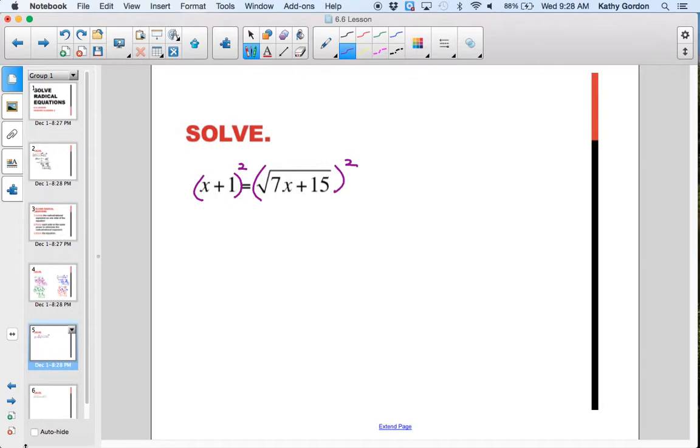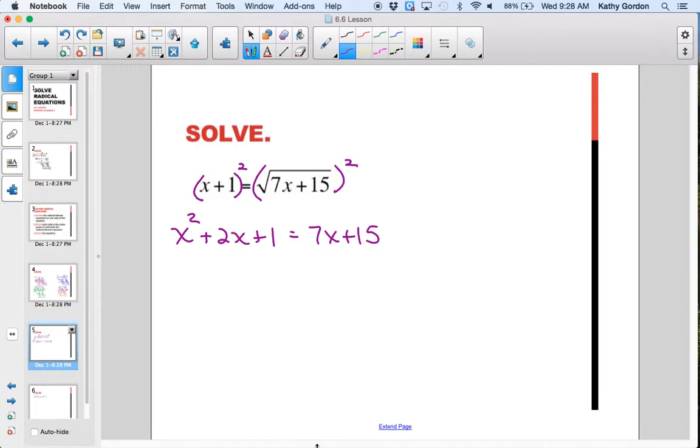And now what is x plus 1 squared? X squared plus 2x plus 1. Okay, so remember now, it's not just x squared plus 1. It's x plus 1 times x plus 1, which is x squared plus 2x plus 1. Make sure that you do that squaring properly. And what's that going to be equal to? 7x plus 15. So my squaring gets rid of the square root, but I still have what was inside left to be equal to.